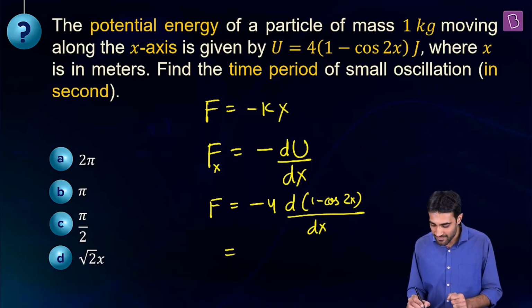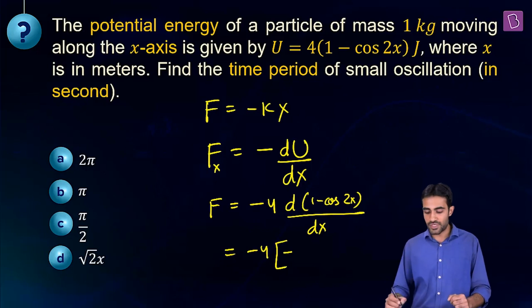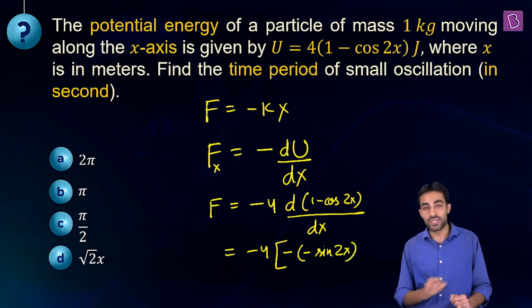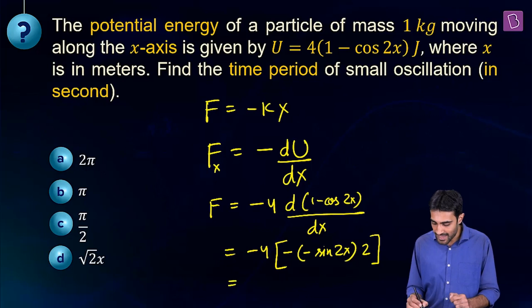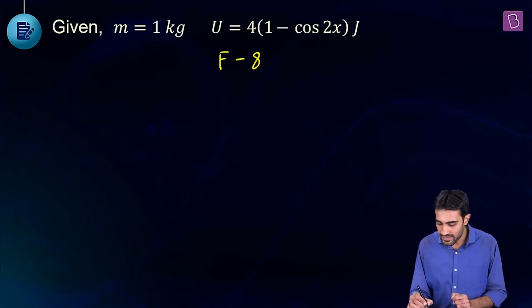So, what are we getting? We are getting minus 4 times. Now, we have a minus sign in front of cos. And when we differentiate cos of 2x, we will get minus sine of 2x. Then we differentiate 2x, so its differentiation will give us 2. Now this is written as minus 8 times sine of 2x. This is our force. So force F is equal to minus 8 sine of 2x.